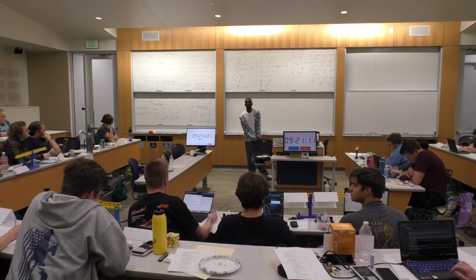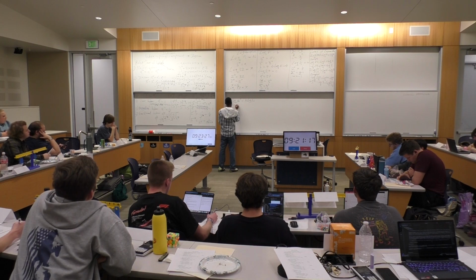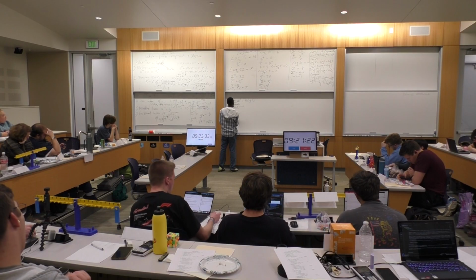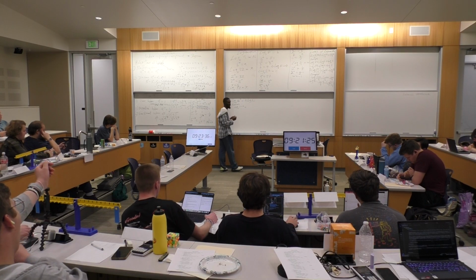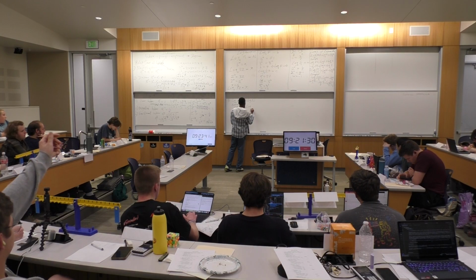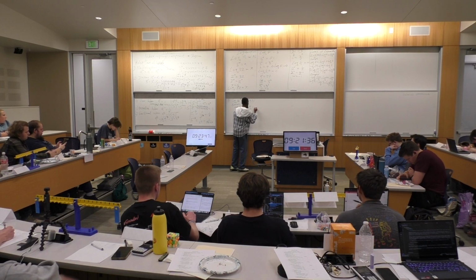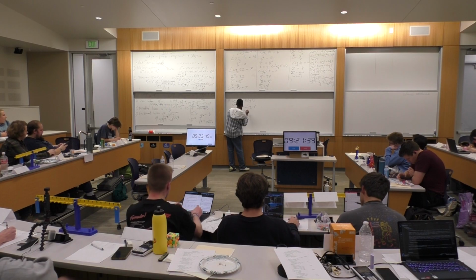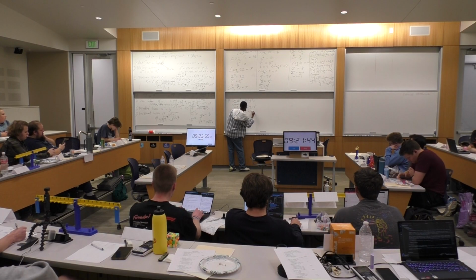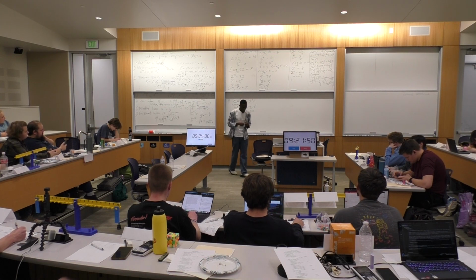If you have log 100 base 10, for example, this is equal to log base 10. 100 is the same thing as 10 raised to the power 2. Hence, this is equal to 2 can come down, 2 log 10 base 10.